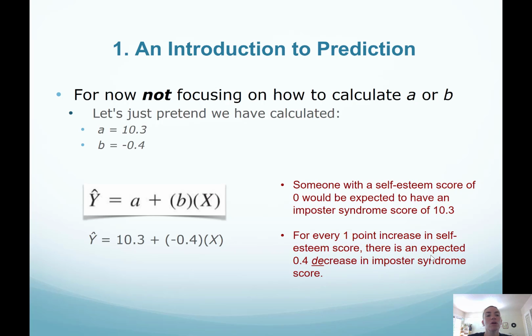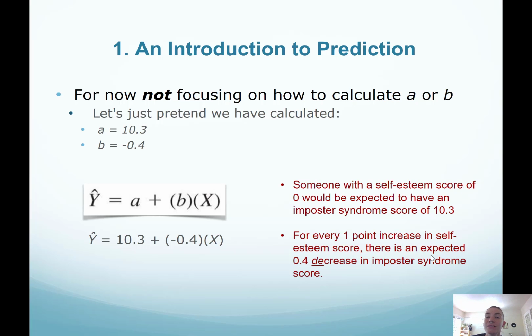Okay, so now not focusing on how we would even calculate a or b, so we don't know where these values came from for now. You'll learn how to calculate them later. But for now, let's say we're just handed those values. So we know that a is equal to 10.3, and we know that b is equal to negative 0.4. Then we would plug those in to this little equation to get our prediction rule. So our specific prediction rule for our study is y hat equals 10.3 plus negative 0.4 times x.